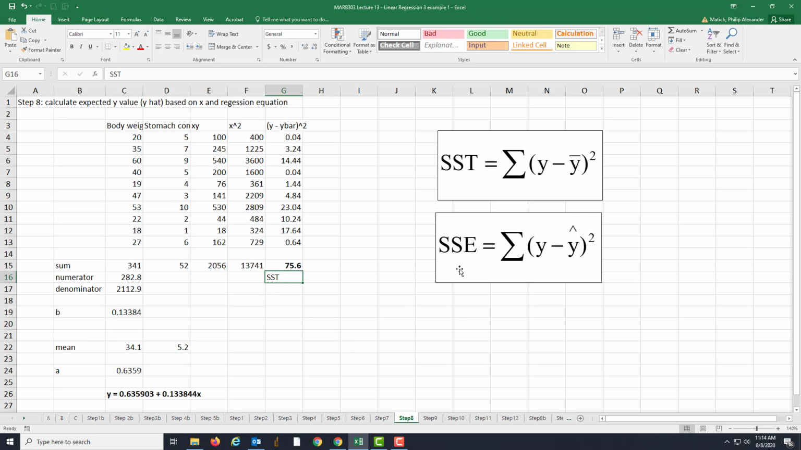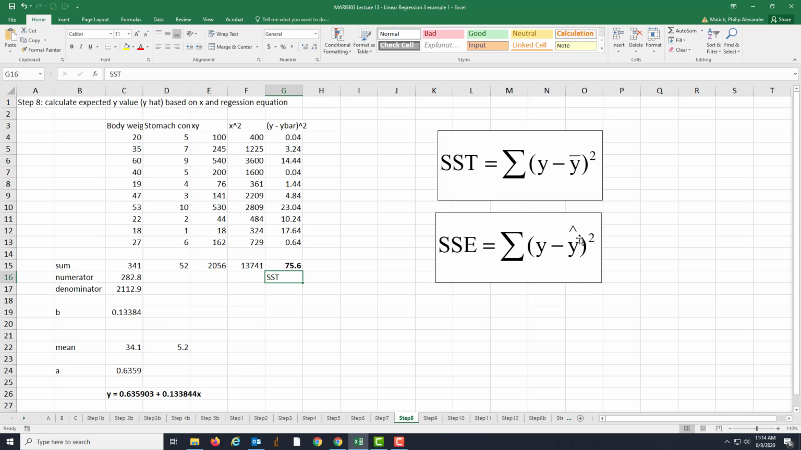The next step is going to be to calculate our residual sum of squares, or the sum of squares of the error. So for this, we need to take our y values again, and then we need to subtract our predicted y values based on our regression formula here.